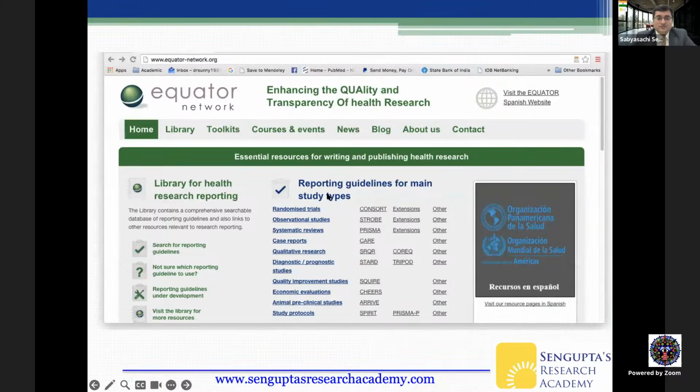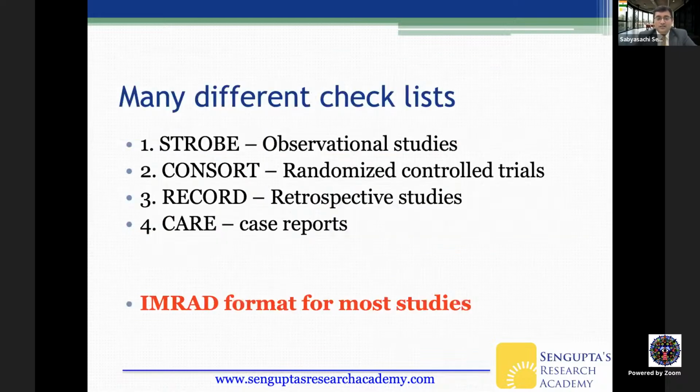It talks about reporting guidelines for main study types. This is CONSORT, the checklist for writing randomized trials. Observational studies is STROBE, systematic reviews is PRISMA, case reports is CARE. When you click on these, all of those checklists will open up and they are free for you to use. They are also there on the Indian Journal of Ophthalmology page for authors, where we have segregated which checklist you should use for which kind of study. So you can take a look at that as well.